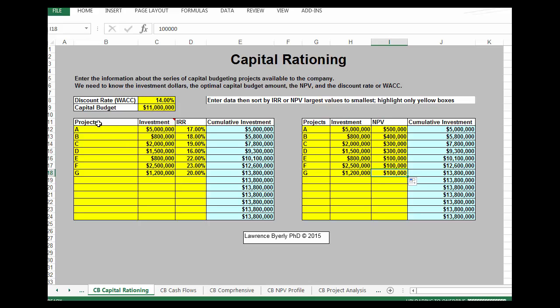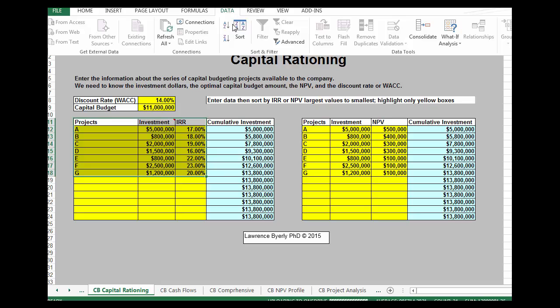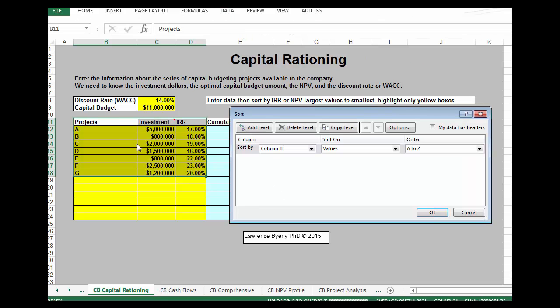So let's rank these projects. Let's take these projects, and all you need to do is highlight the projects themselves. We're going to do a data sort. So you go data, sort, and we want to sort by project, by row D, the internal rate of return. Now if you click on this, we can say my data has headers, and it changes. So we want to go by the internal rate of return. It's going to rank from smallest to largest by default. We want to go from largest to smallest, change that, and then say OK.